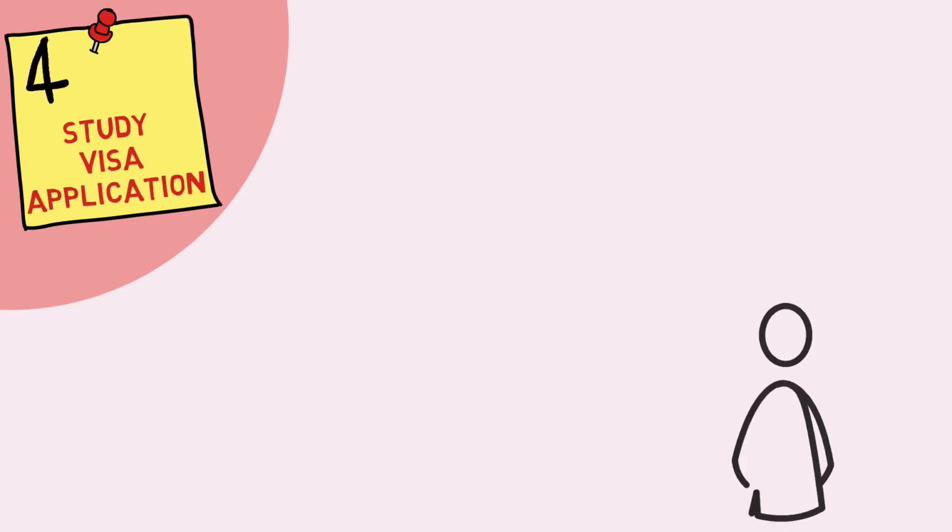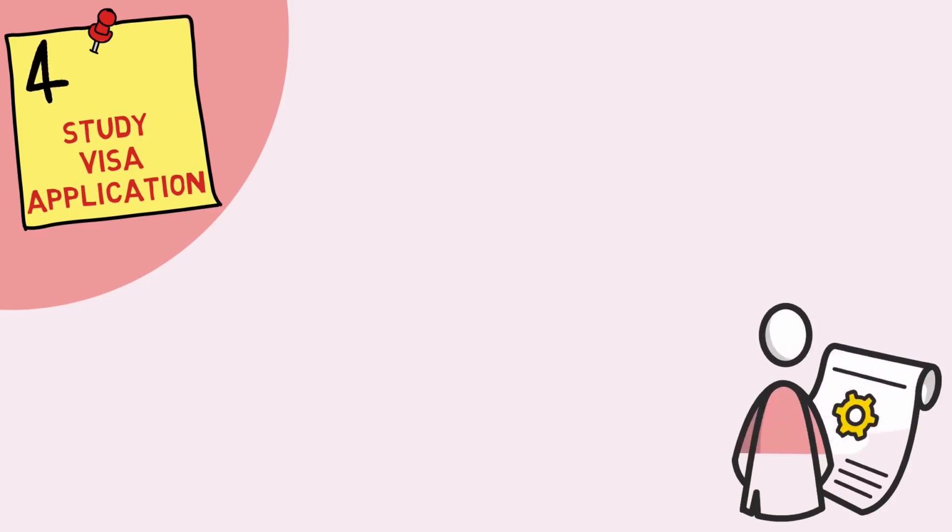Okay, now coming to the last point, the fourth point: study visa application. Of course, you need to apply for the study visa or the study permit to come to Canada. You've got the acceptance letter, but that acceptance letter was for the sake of getting the study visa, and you can apply online or through your VFS office in your city.